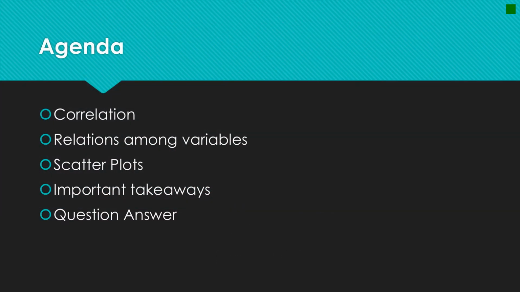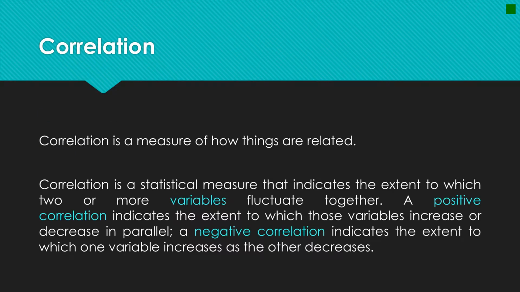So first of all, let's see the agenda. What I'm going to discuss with you is, first of all, correlation, then relations among the variables. Then I'm going to plot the scatter plots for you. Later on, we will discuss the important takeaways and question and answer lastly. Due to shortage of time, I'm just moving straight forward to the correlation.